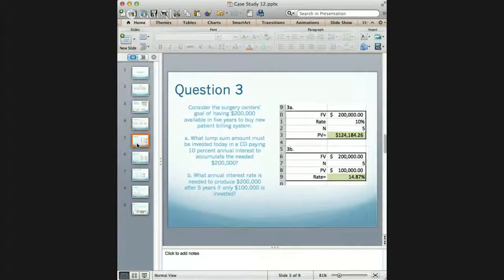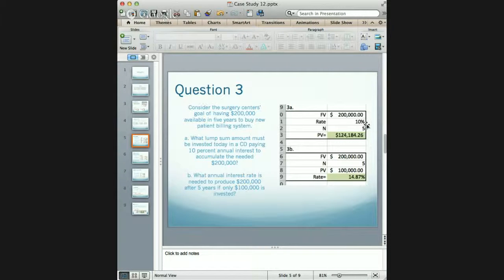For question number 3, consider the surgery center's goal of having $200,000 available in 5 years to buy the new patient billing system. The first question we have to ask ourselves is, what lump sum amount must be invested today in a CD paying 10% annual interest to accumulate the needed $200,000? As you can see, this is a screenshot from my Excel program. If we want a future value of $200,000, we put that in first. We're solving for the present value, so we want to know how much money we need to invest to get $200,000. That's why I have this listed as future value.